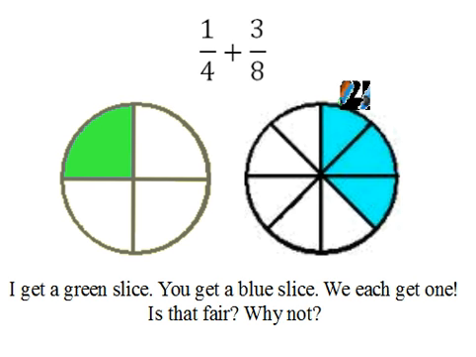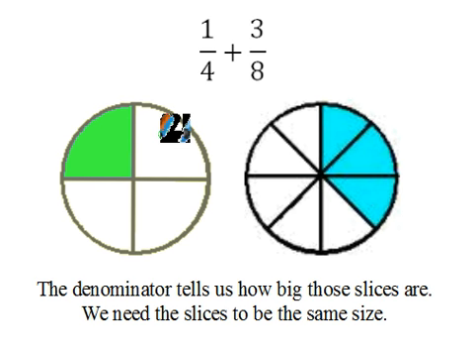Well, why not? Well, of course it's not fair, and the reason is because the slices are different sizes. Now, the denominator of a fraction tells us how big slices are. We want the slices to be the same size if we're going to add them. It's not fair to simply say we've got 1, 2, 3, 4 slices, right? That doesn't make sense because 3 of them are 8ths and 1 of them is a 4th. So they're completely different sizes. So what we need to do is find a way to turn these slices into the same size as these.